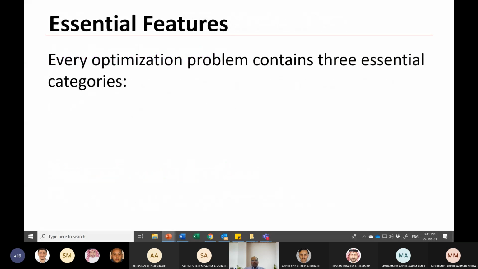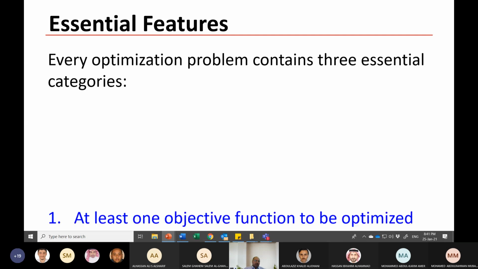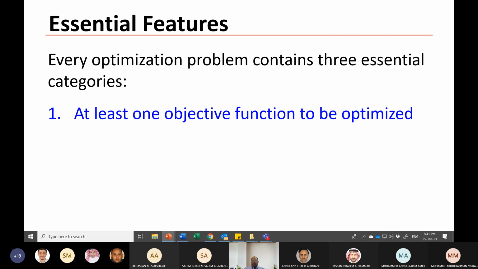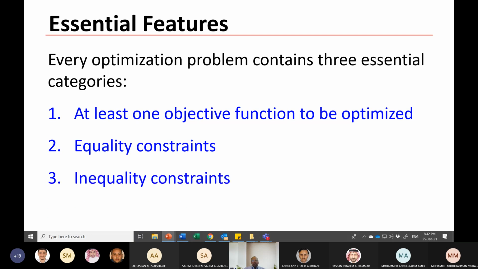Every optimization problem contains three essential categories. At least one objective function to be optimized. You have to define the objective function. This is one of the major components in optimization problem formulation. You have to define your performance index, equality constraints, and inequality constraints. These are related to the operational constraints of your plant. You have to satisfy all the operational constraints of your plant.